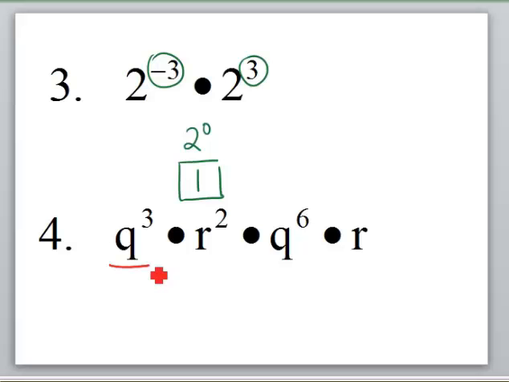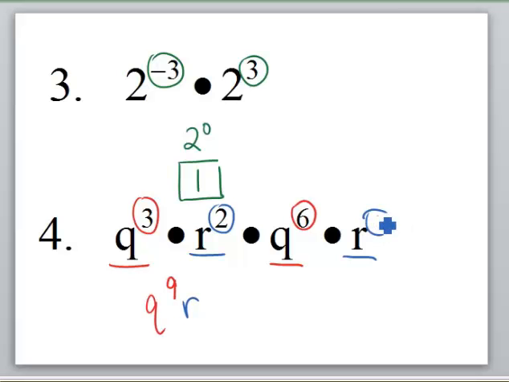The next problem, I have Q's and I have R's. My Q's, I keep my base. I add my exponents. 3 plus 6 is 9. And then my R's, I'd have R to the 2 plus what's here? Well, there's a 1 there, so 2 plus 1 is 3. So my answer would be Q to the 9th, R to the 3rd.